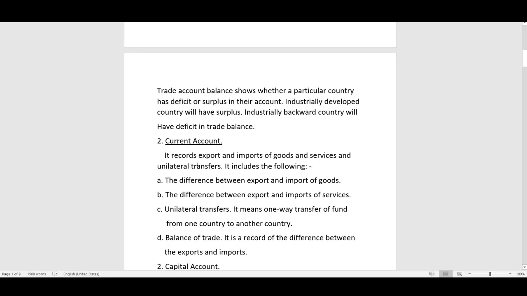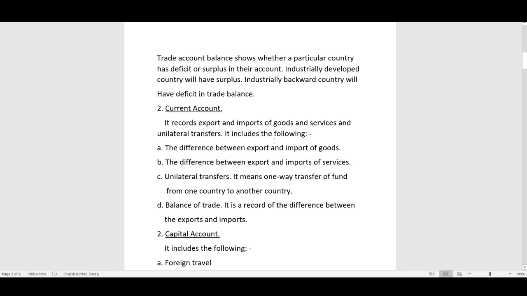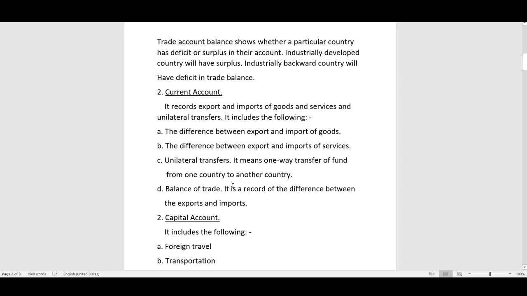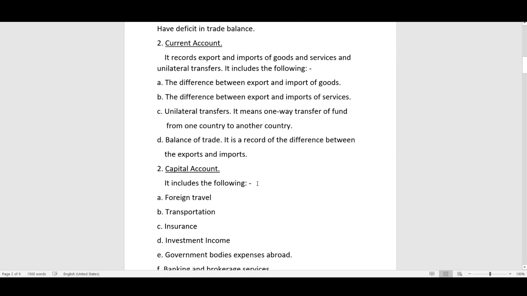Second, current account. It records exports and imports of goods and services and unilateral transfers. It includes the following. First, the difference between export and import of goods. Second, the difference between export and import of services. Third, unilateral transfers. It means one-way transfer of fund from one country to another country. Fourth, balance of trade. It is the record of the difference between the exports and imports.